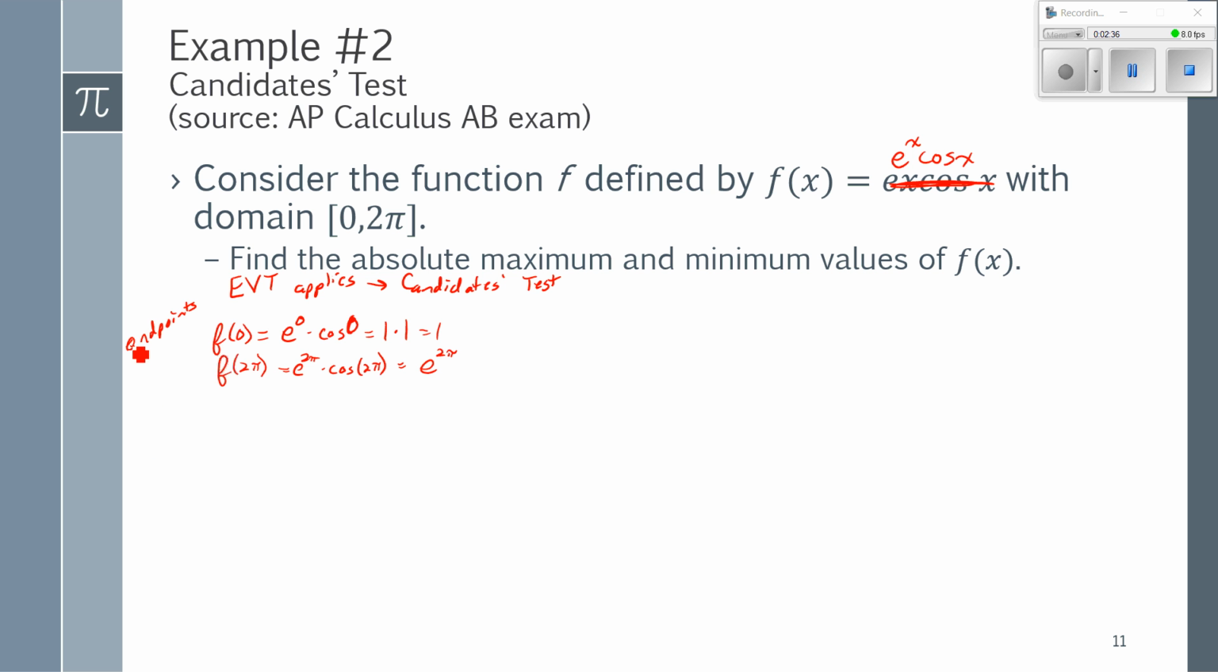But now I need my critical points, or you'll see these abbreviated CP a lot. For that, I need the derivative, f prime of x. So I'm going to need the product rule. So I have first times the derivative of the second plus second times the derivative of the first. And I'm going to go ahead and factor the e to the x out. And I want to know, where is this equal to 0? And where is this undefined?